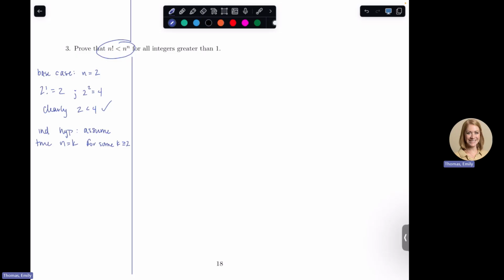I've lost my train of thought. Oh, what is it that we get to assume? That k factorial is less than k to the k. What we want to show is that k plus 1 factorial is less than k plus 1 to the k plus 1. This is the proof in here. Students always tell me here, or we always talk about here, that the proof is in the pudding. The pudding is there in the middle. So don't write those things next to each other yet. Do the proof first.